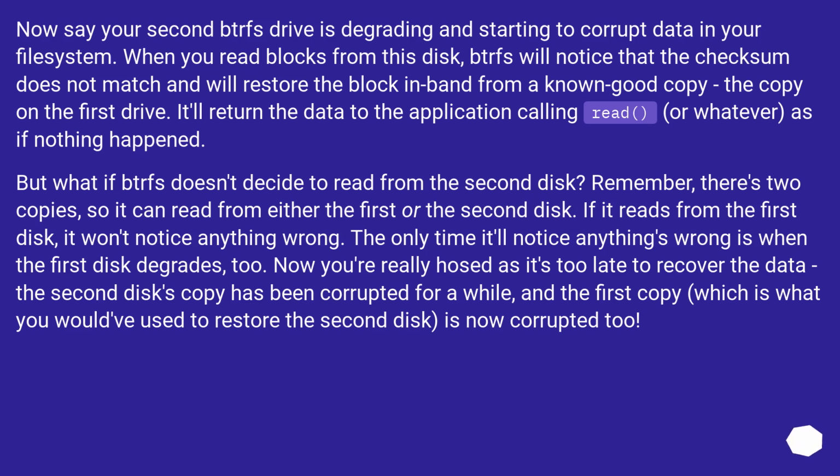But what if btrfs doesn't decide to read from the second disk? Remember, there's 2 copies, so it can read from either the first or the second disk. If it reads from the first disk, it won't notice anything wrong. The only time it'll notice anything's wrong is when the first disk degrades, too. Now you're really hosed as it's too late to recover the data. The second disk's copy has been corrupted for a while, and the first copy, which is what you would have used to restore the second disk, is now corrupted too.